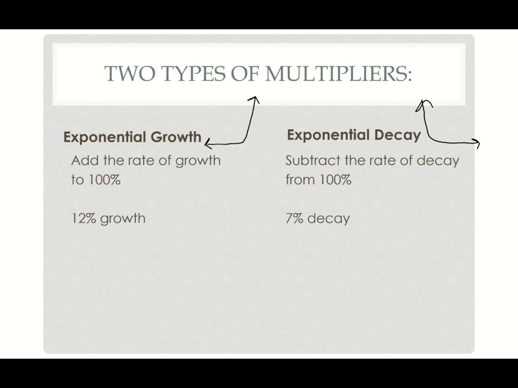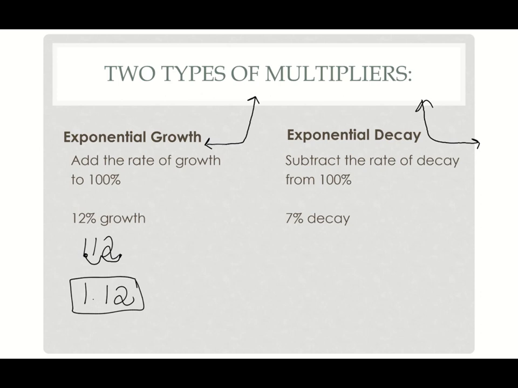So for exponential growth, we're going to add the rate of growth to 100% because 100% is what we start with, and then we're going to be increasing, in this case, by 12%. So we would have 112%. When we talk about a multiplier, we always are going to write it as a decimal. So 100% would be 1. So if we had 112%, our multiplier, we're going to move our decimal twice. So our multiplier would be 1.12.